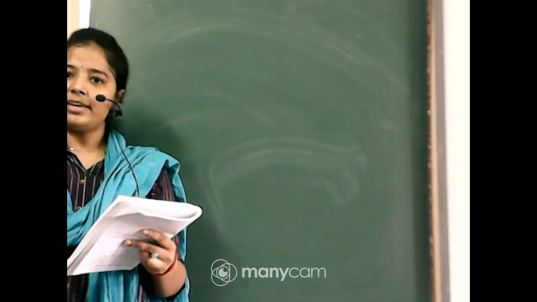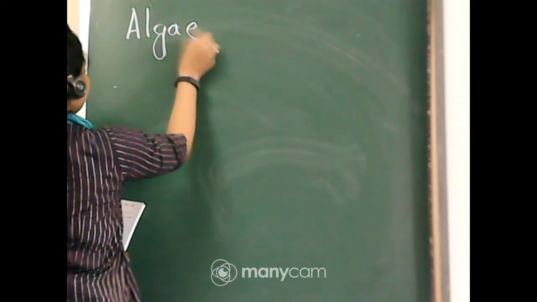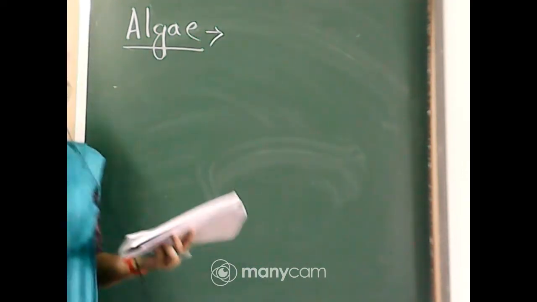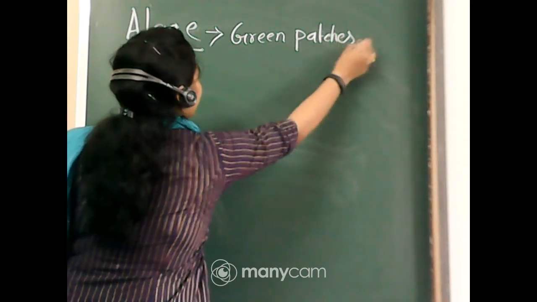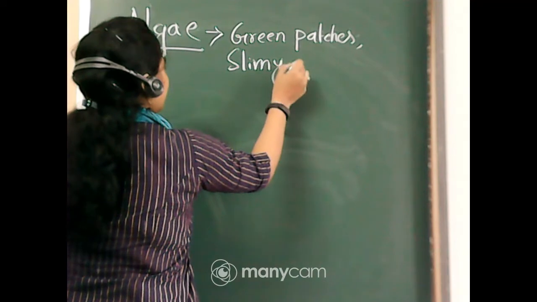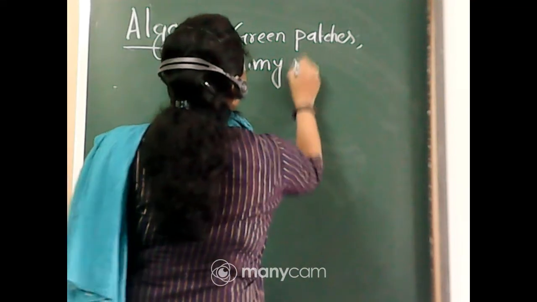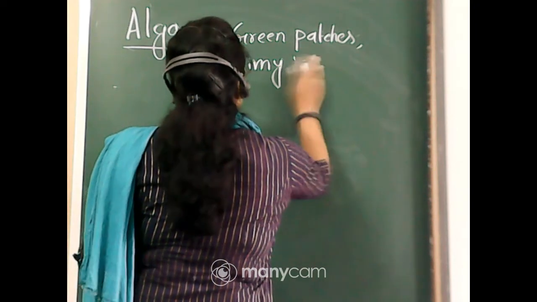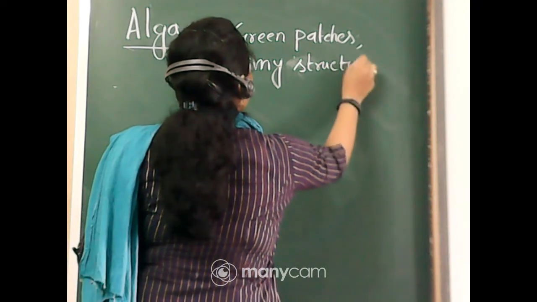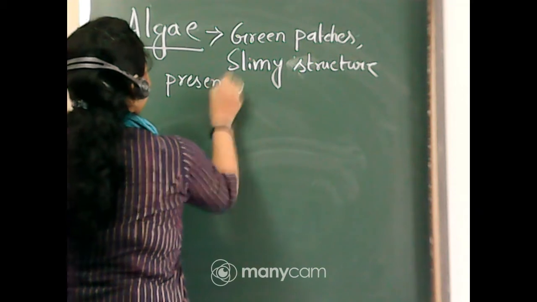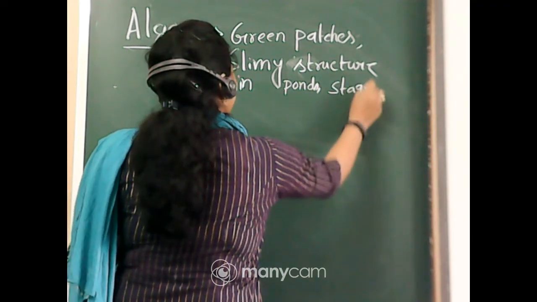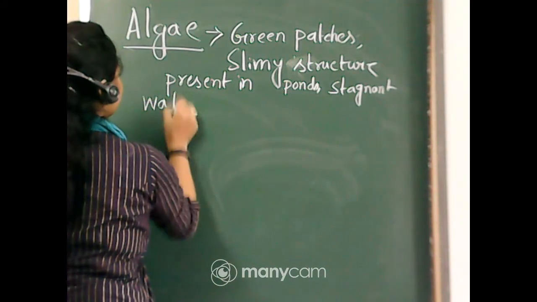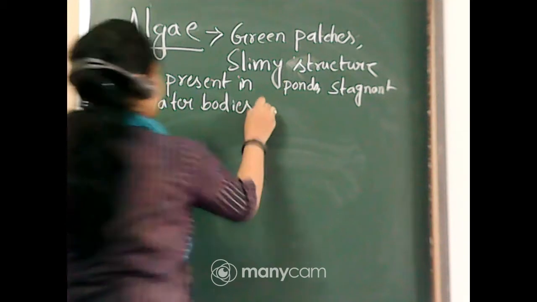Have you ever heard about algae? Have you ever seen algae? These algae are green patches, and they are slimy in appearance or texture, and they are mainly found in ponds and stagnant water bodies. Do you know what stagnant water bodies means? Where water is not flowing.